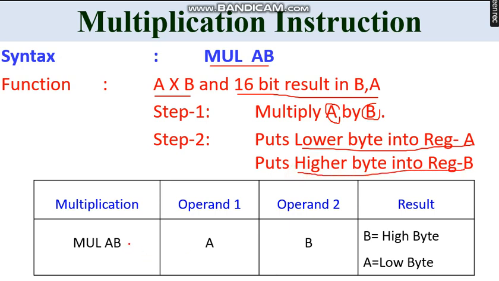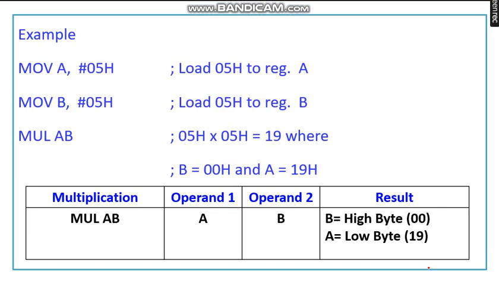So we can say that MUL AB will do multiplication operation on content of A and content of B. So content of A into B, store answer in B and A. The higher byte is in B and the lower byte is in register A.